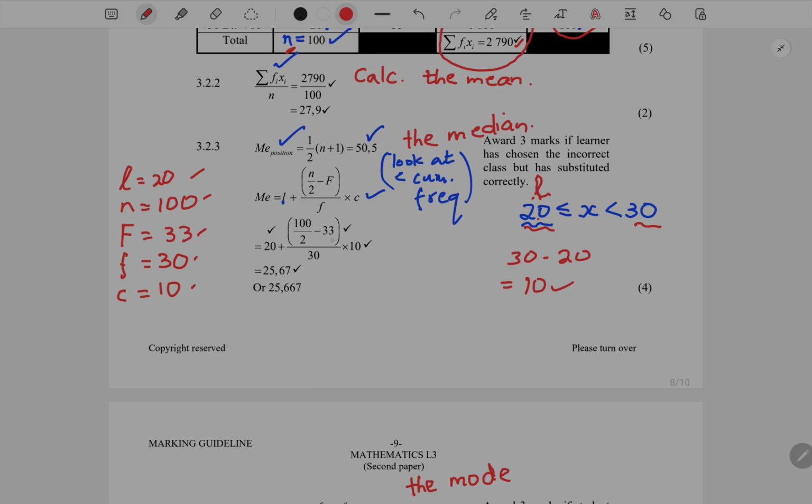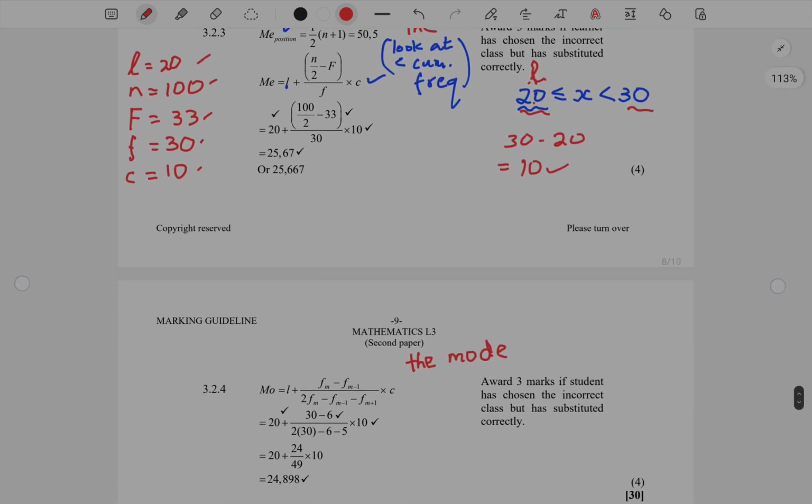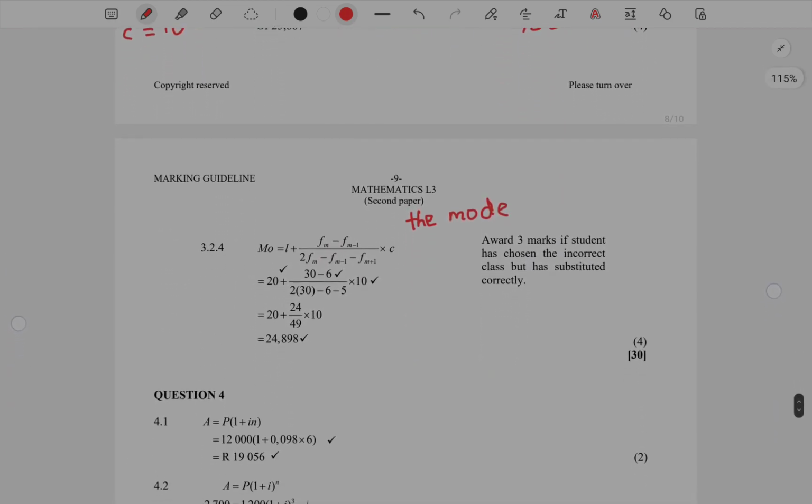Then you just substitute in the formula, and then you use your calculator. Your answer is going to be 25,67 if you round off to 2 decimal places. But if you round off to 3 decimal places, it's going to be 25,667. You can check if your answers are the same as these ones. Then now let's move to the next question, on how to calculate the mode.